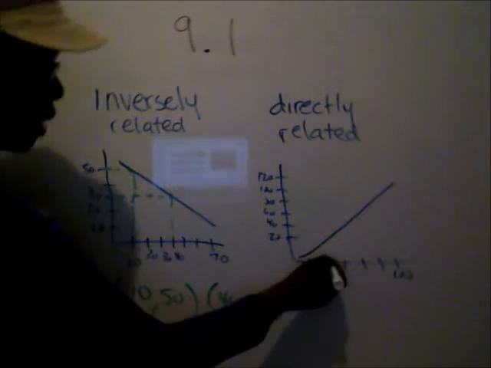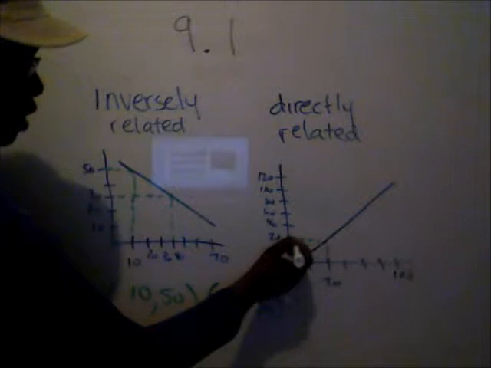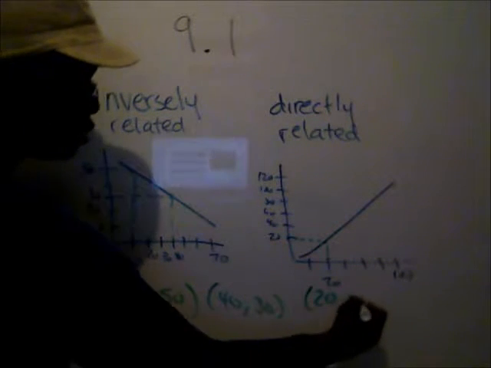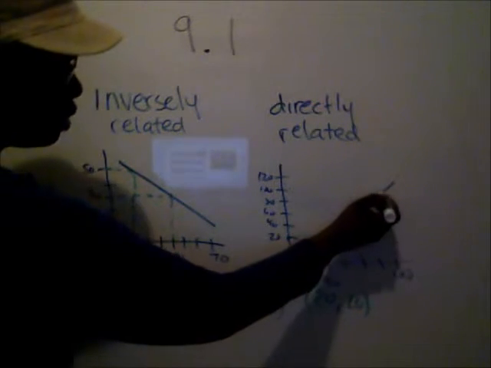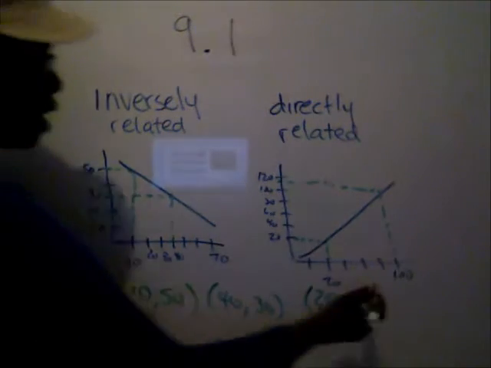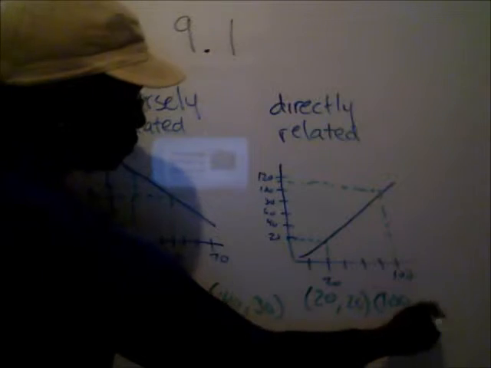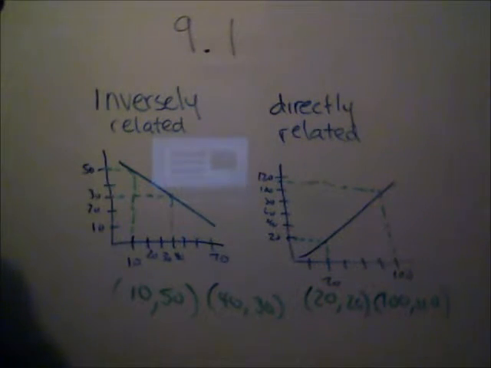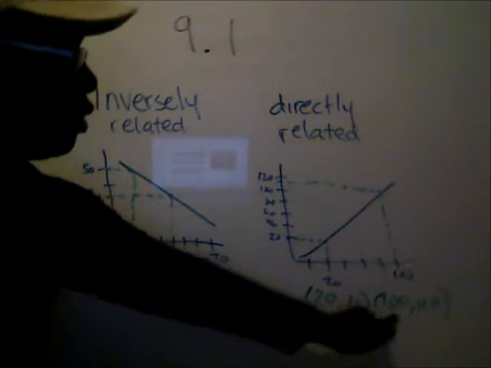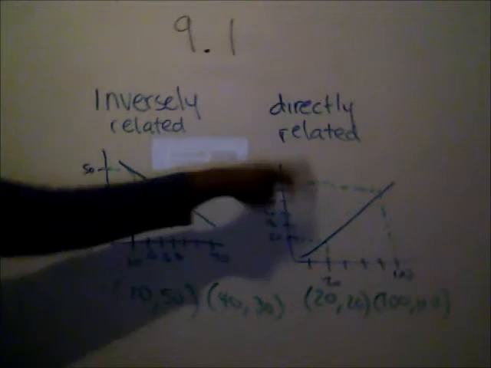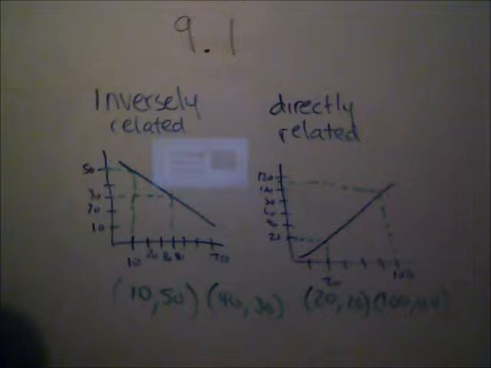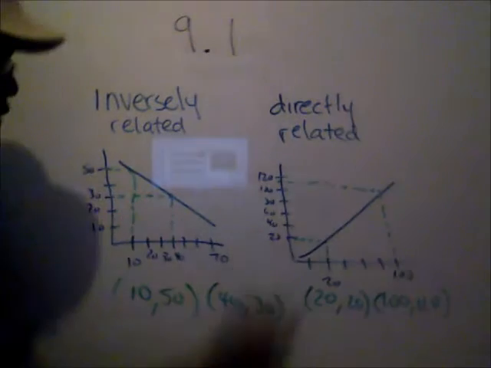Let's look at what happens when x is 20. When x is 20, y is also 20. And let's see what happens when x is 100. When x is 100, we go over, y is like 110. So what we notice is as x gets bigger from 20 to 100, the y is also getting bigger from 20 to 110. That would be how we would look at it in a graphical representation of inversely related versus directly related.